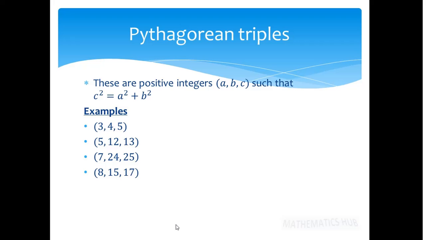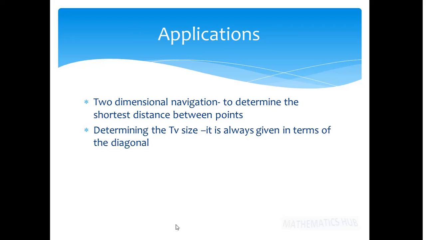And lastly, we will look at the applications of the Pythagoras theorem. The Pythagoras theorem is used in two-dimensional navigation, that is, to determine the shortest distance between points. It is also used to determine the size of TV sets. When you say my TV is 32-inch, that is the size of the diagonal. So TV size is given in terms of the diagonal.